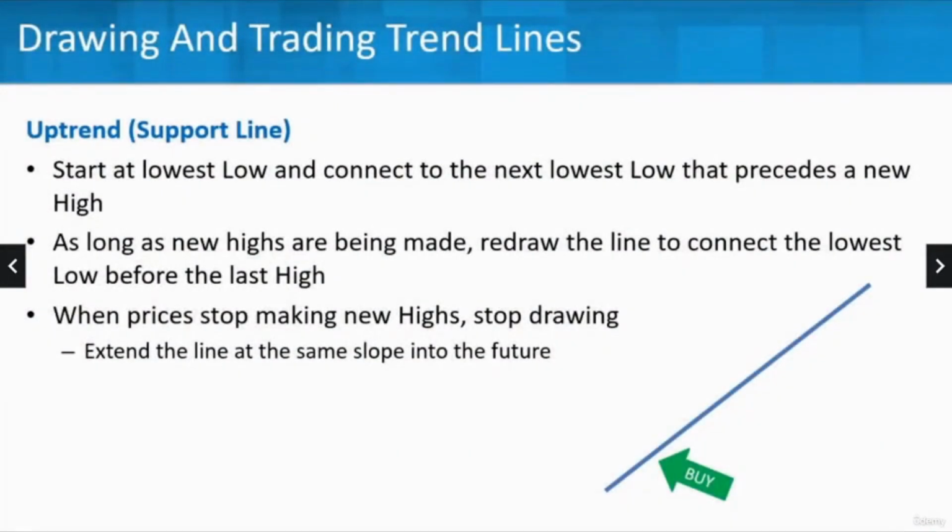When you're drawing an uptrend trend line, that's really your support line, right? You're looking at your lowest lows, and you're going to connect to your next lowest low that precedes a new high. I'm just going to cover these three bullets real quick. It makes much more sense when we look at the graph. But the idea is that as long as new highs are being made, you redraw the line to connect the lowest low before the last high, and when prices stop making new highs, then you stop drawing, and you extend that line at the same slope into the future.